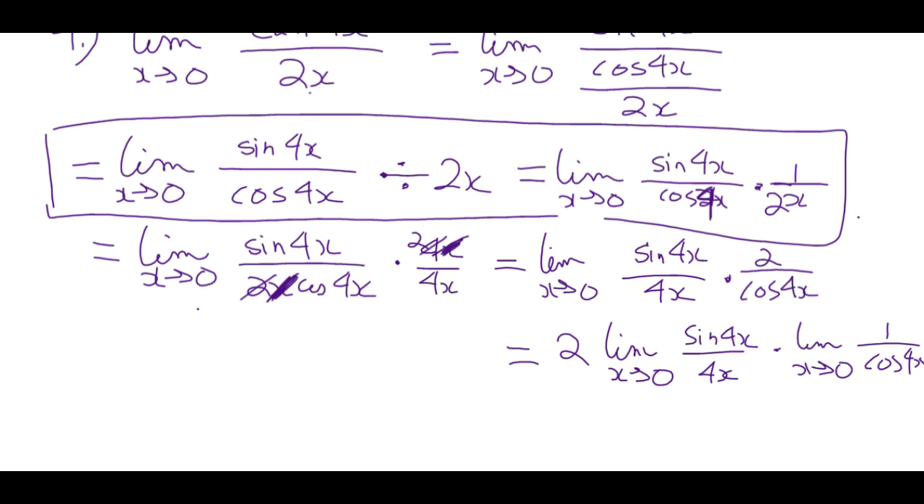What's this? 1. Right. So then we have, what do we got now? 2 times 1. And what's this? So put a 0 in here, the cos of 4 times 0, which is the cos of 0, which is 1. 1 over 1 is 1. 2 times 1 times 1 is 2. Okay, so that limit is 2.